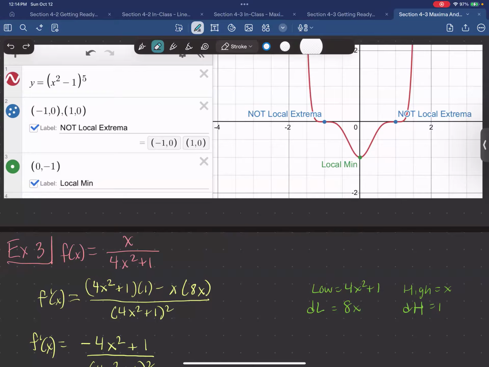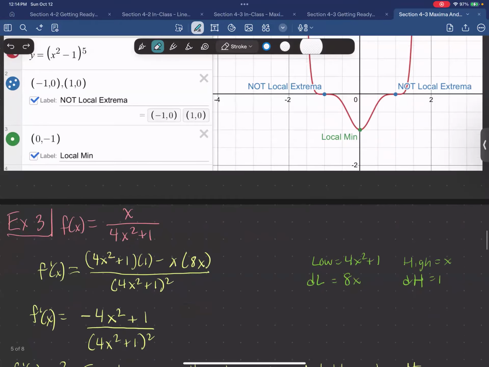So the derivative of the low is 8x. The derivative of the high is 1. And I've got low d high minus high d low over low squared. I didn't actually show that part there. But this top part is 4x squared plus 1 minus 8x squared, which takes us down here.